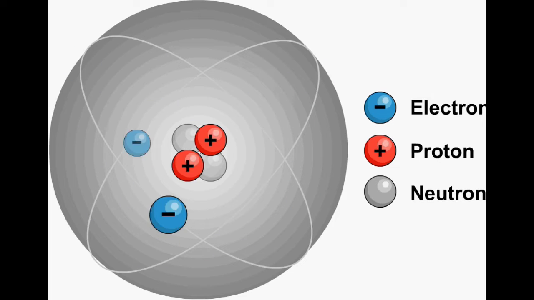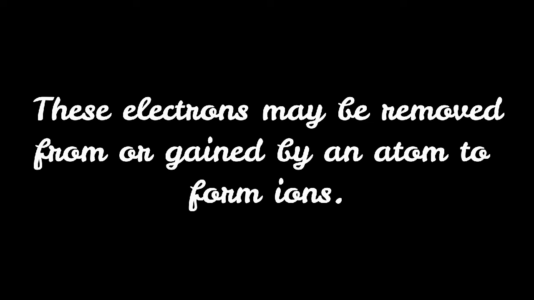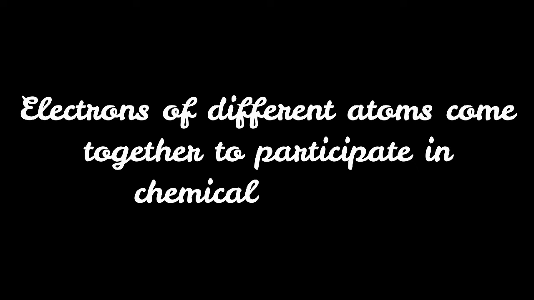Electrons are the subatomic particles that revolve around the nucleus of an atom. These electrons may be removed from or gained by an atom to form ions. Electrons of different atoms come together to participate in chemical bonding. A few points detailing the discovery and the properties of electrons are the following.